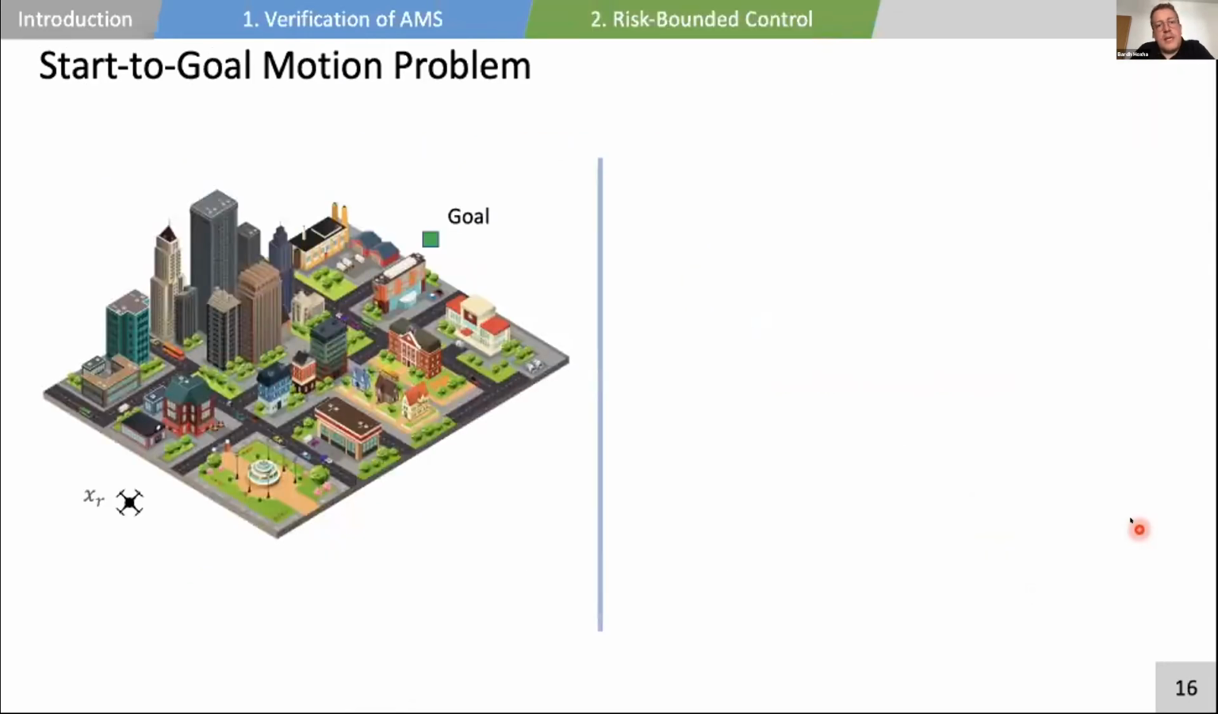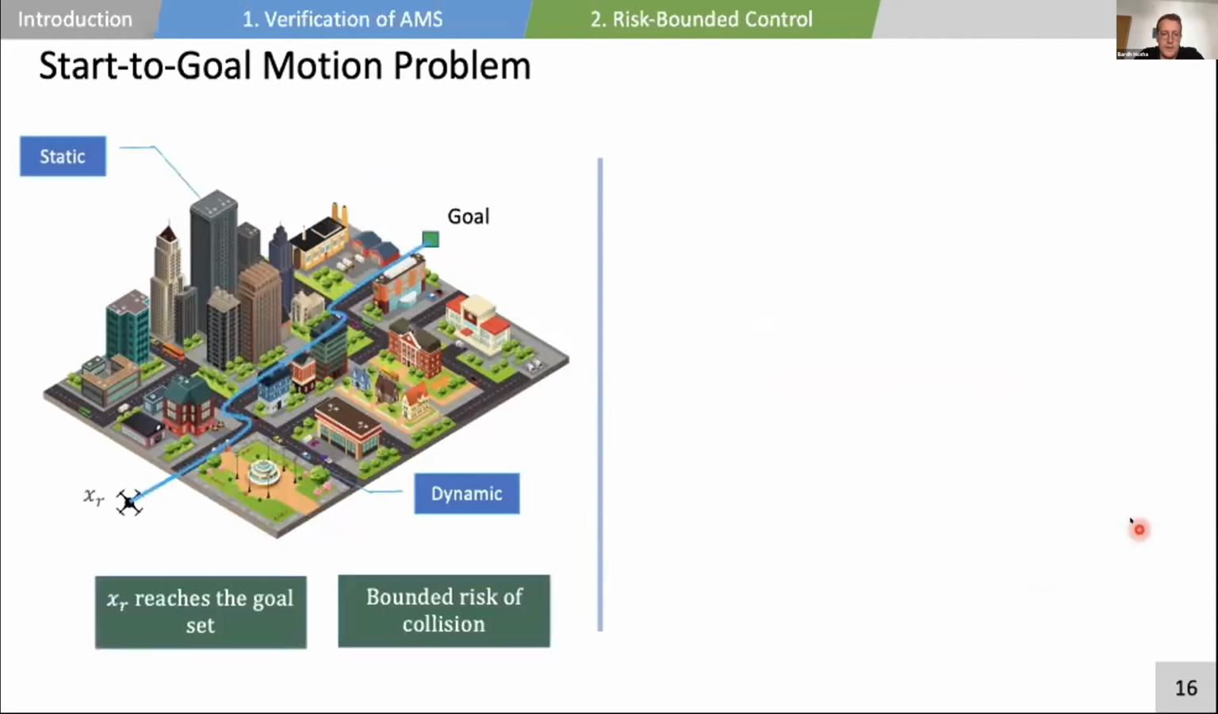The second problem is the risk-bounded control problem. In this work, again, we provide a method for control synthesis for start-to-goal motion problems in environments with static and dynamic obstacles, while bounding the probability of collision in finite time. We worked together with Shakiba Yakubi and Georgios Fainekos at ASU, and of course, my team members at Toyota, Daniil Prokhorov and Tomoya Yamaguchi.